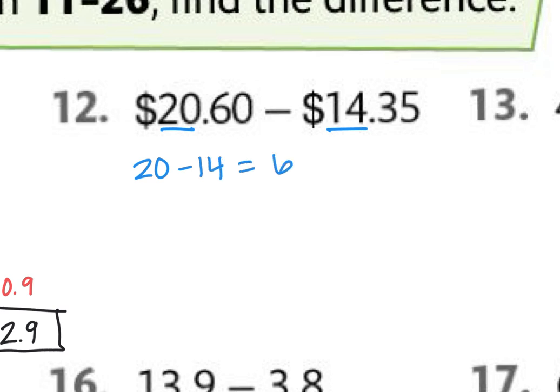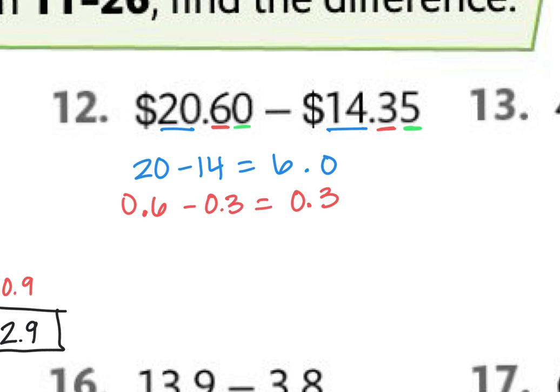That's 6. Now I can move to the tenths place. Okay, I have 6 tenths minus 3 tenths, and that's going to give me 3 tenths. And I would actually suggest, if you have a whole number, putting a decimal place so that you can easily add these up. And then we're going to finally move to the last place value.